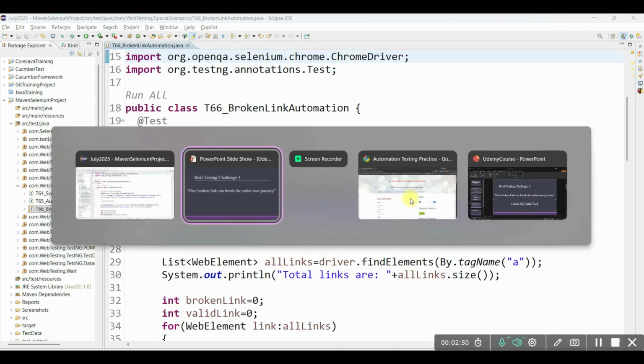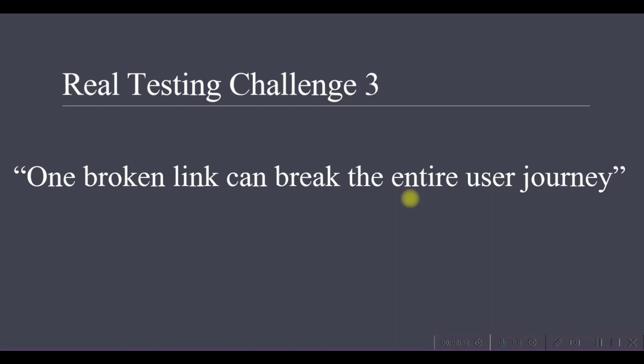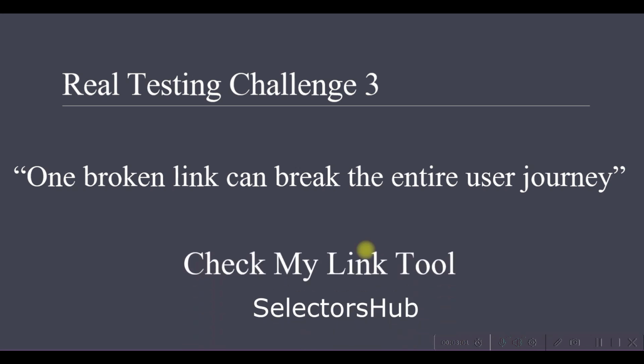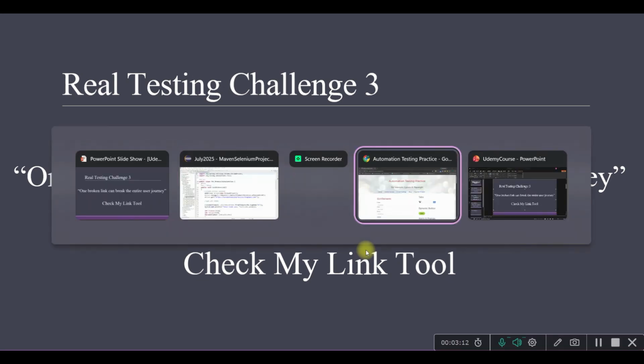But the question comes here: instead of writing a script, how can a tester quickly identify broken links? And this is where the SelectorsHub tool, Check My Links, will help you. Now let me explain how this tool is beneficial to get the broken links very quickly from the application.